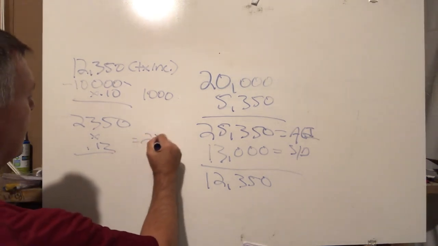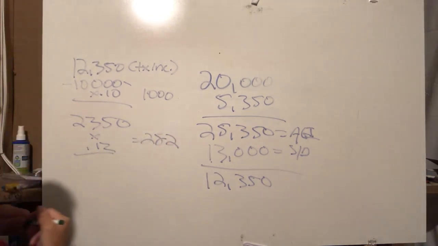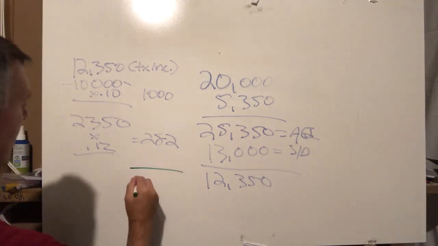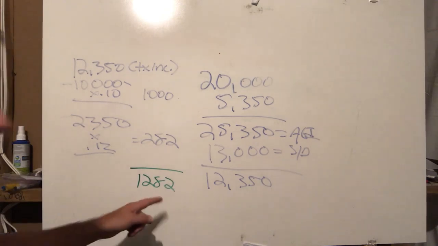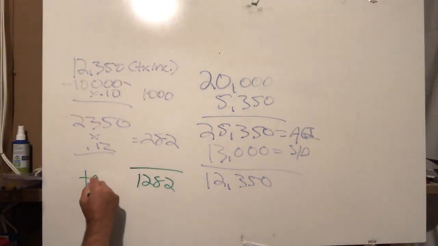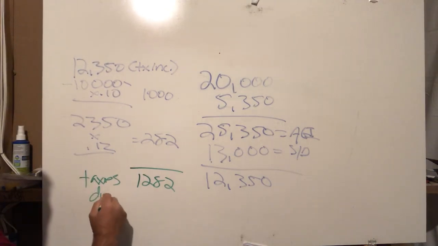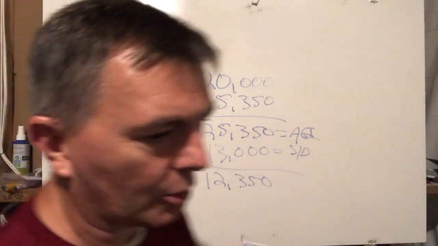It's 282. All right, man, that is just annoying to me. All right, so her total taxes are perfect. 1,282. Look at that. Yeah, it looks good. That's her taxes due. All right, 1,282. All right, so let's think how this works.